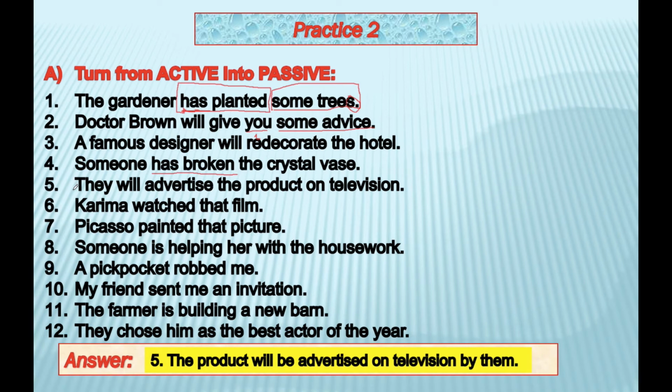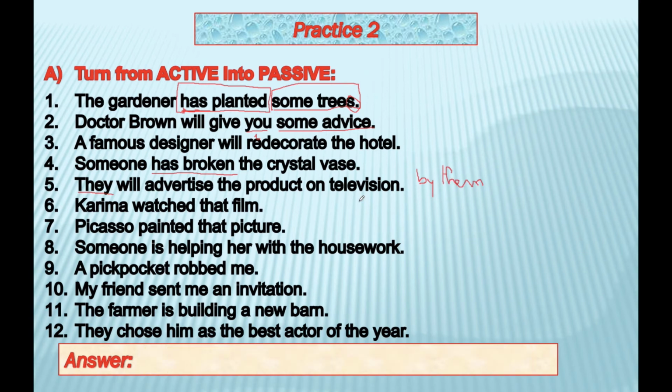So here we have a subject pronoun. When we change it to the object, it becomes "by them". Karima watched that film. That film was watched by Karima, because "watched" is the past simple. Picasso painted that picture. Number 7 is similar to number 6. So let's say that picture was painted by Picasso.